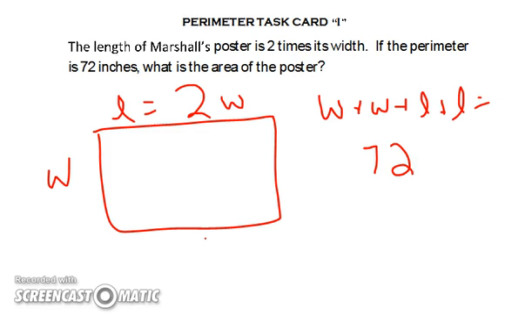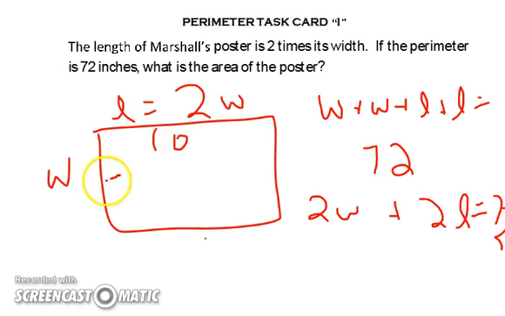Well, let me just think about this for a second. I know 2 W's plus 2 L's will give me 72. Now I'm going to do some guess and check. What if I made this 10? That would be that the width would be 5, because 5 times 2 is 10. If I made this 10 and this 5, that gives us 20, and 5, that's 30. So I need to make it way bigger.